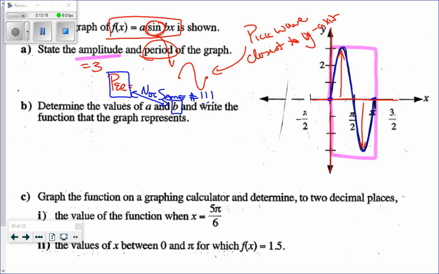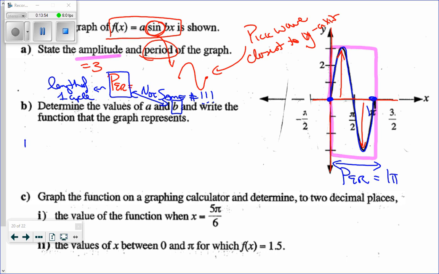Period is the length of one cycle. So all you're going to do is look at this picture and tell me how long that cycle is. How long? 1 pi. It went from 0 to 1 pi. See that? So the period is 1 pi. Okay?